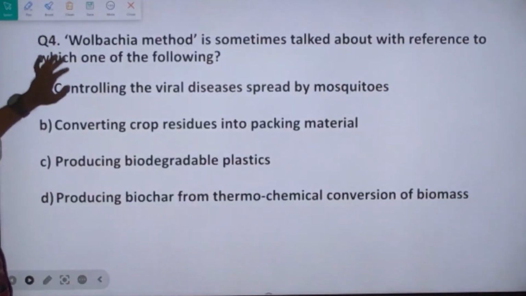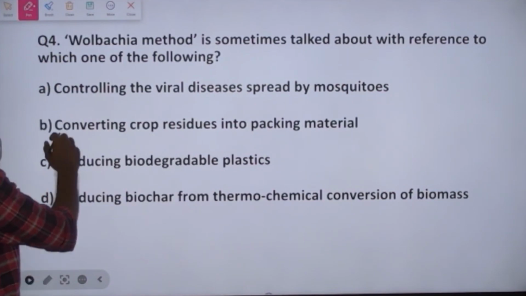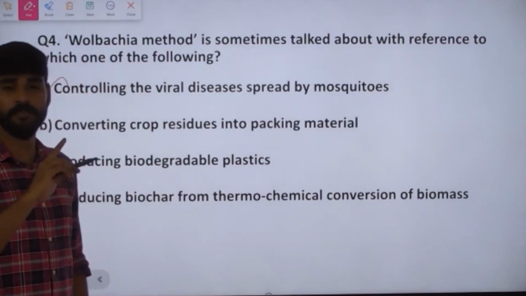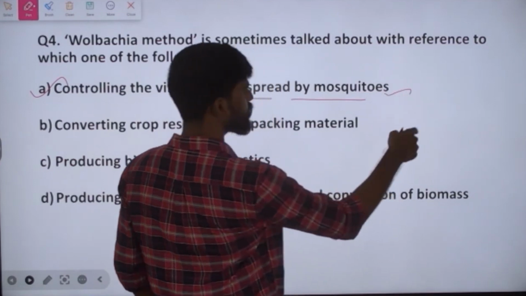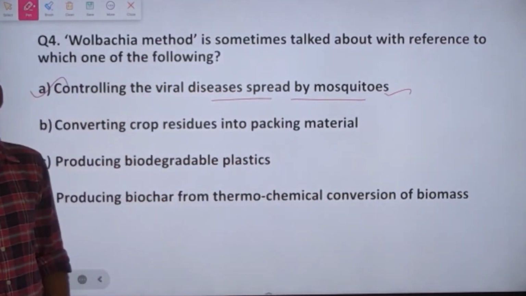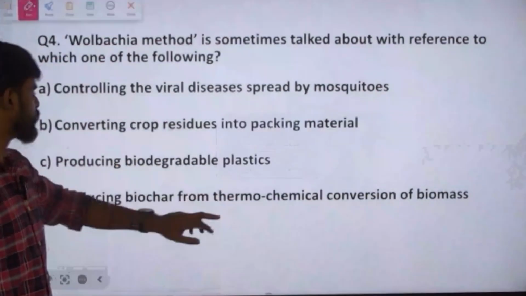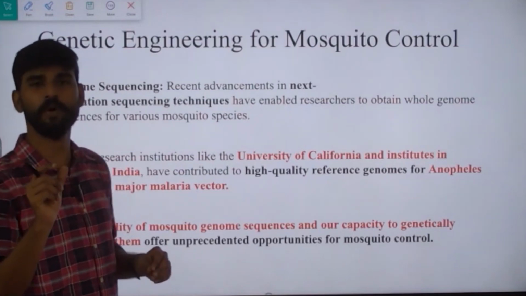Yes, this is the question that I was talking about. The Wolbachia method is sometimes talked about with reference to which one of the following? Actually, the answer here is controlling viral disease spread by mosquitoes using bacteria called Wolbachia. Okay, so when it comes to science topics, you need to give importance even to such small important details.